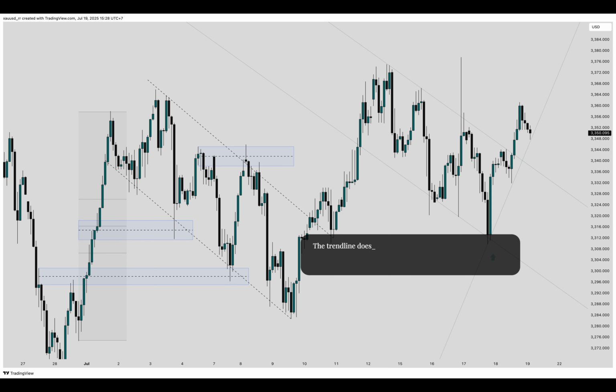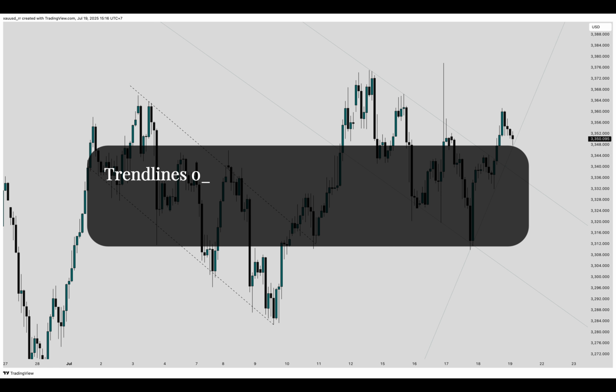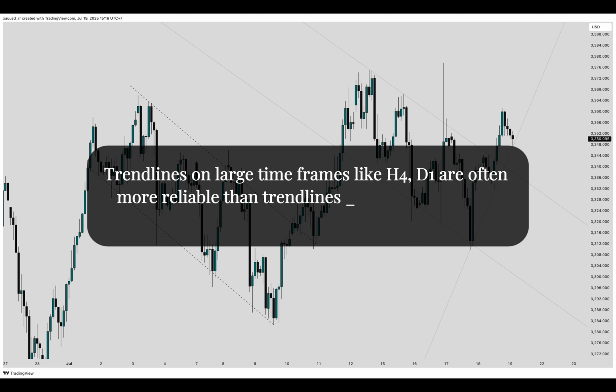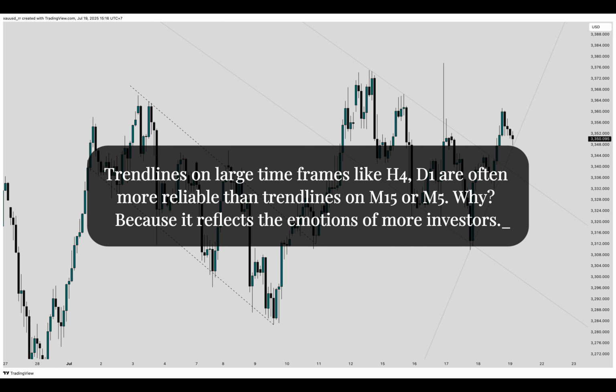The trend line does not need to connect the candle wicks 100% correctly. The important thing is to catch the price reaction zone correctly. The candle body usually reflects stronger market force. Trend lines on large time frames like H4, D1 are often more reliable than trend lines on M15 or M5. Why? Because it reflects the emotions of more investors.